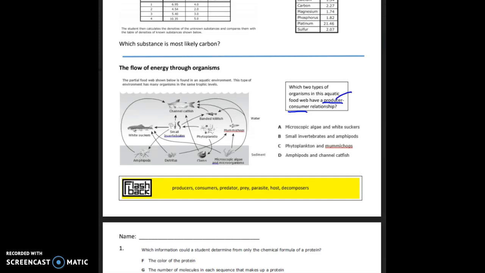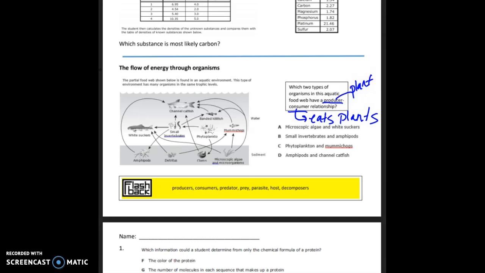Okay, producer, we're looking for a plant. We're looking for something that goes through photosynthesis. It takes the energy from the sun. Consumer is something that eats. It eats other organisms, and in this case, it is going to be a plant eater, so it's going to eat plants.